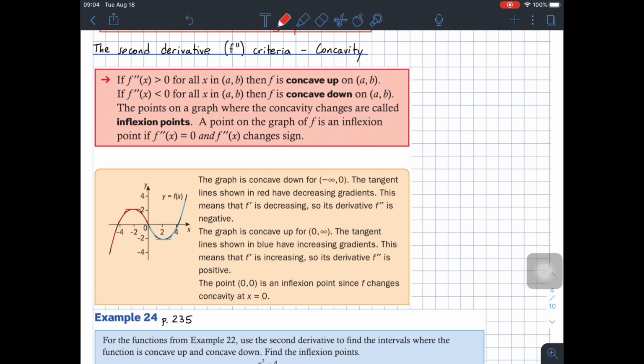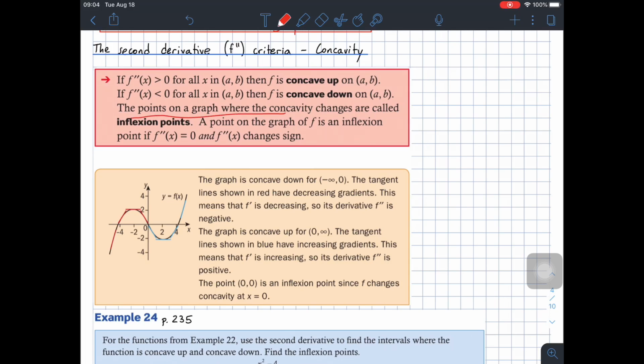It says, if the second derivative of a function is positive for all x in a specific interval, then the function f is concave up on that same interval. We're going to see what concave up is in a second. Then, if the second derivative is negative for all x in a specific interval, then the function f is concave down on the interval a and b.